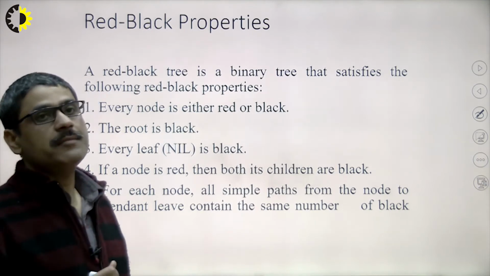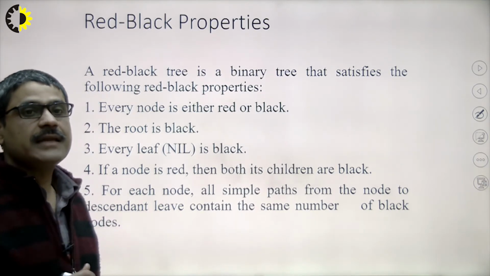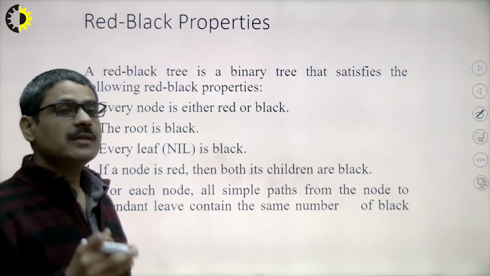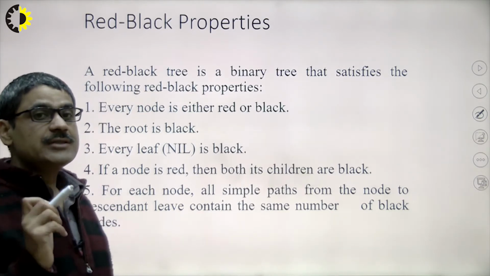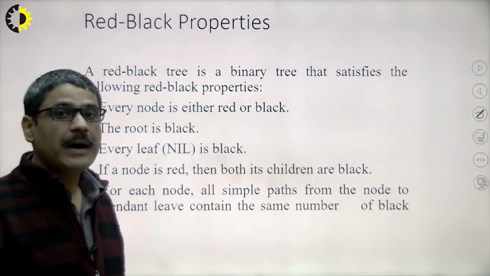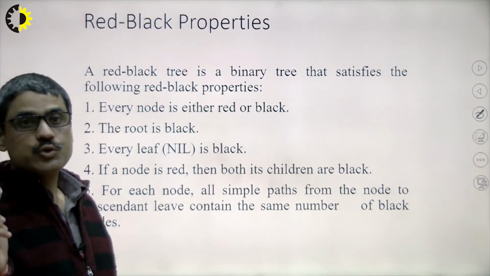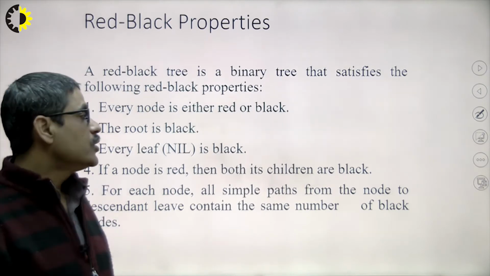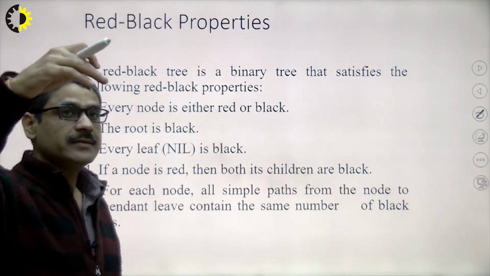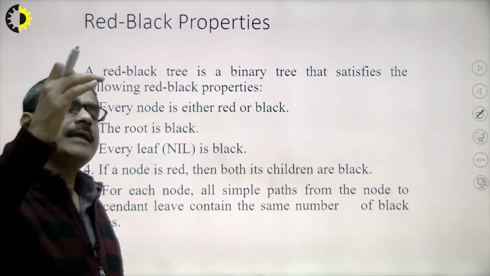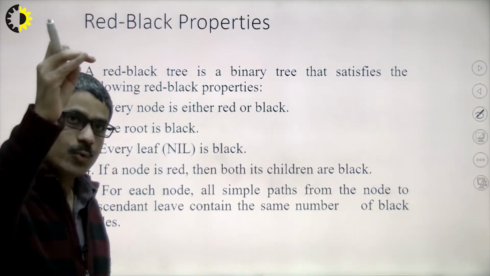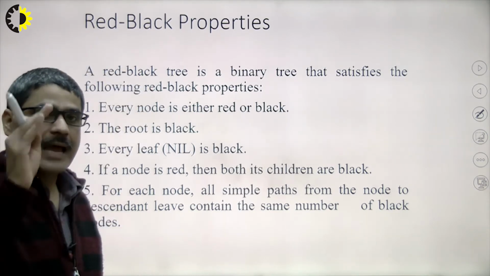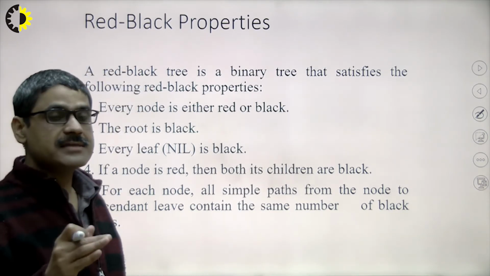Then property fifth is the property by which we can find the black nodes in all the particular trees. For each node, all simple paths from the node to a descendant leaf contain the same number of black nodes. So if you take any path from any node to a leaf, you get an equal number of black nodes in that particular path. That is the basic property.